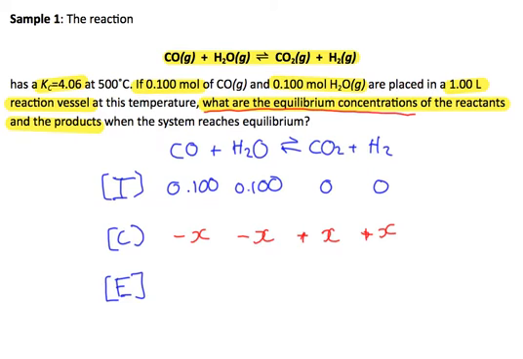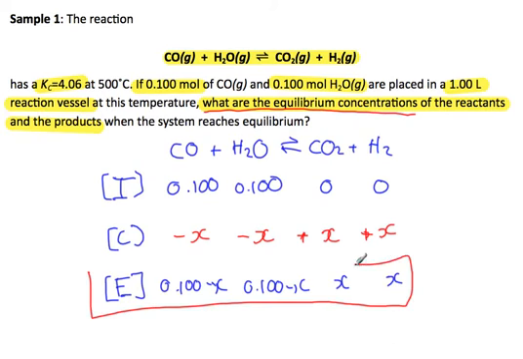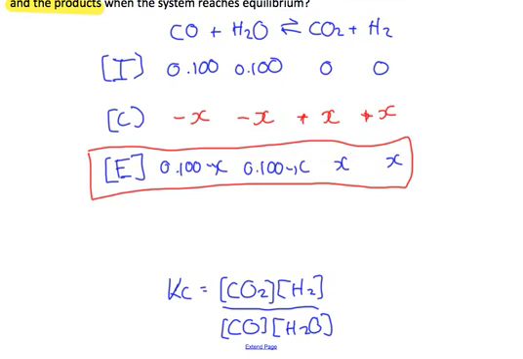But now we can calculate the equilibrium concentrations. So 0.100 minus x for water and carbon monoxide, x and x for carbon dioxide and hydrogen. So now we actually have our equilibrium concentrations, and these aren't numbers, they contain variables. So that's going to change how we solve our problem a little bit. But solve it nonetheless, we can. It's actually not that difficult.